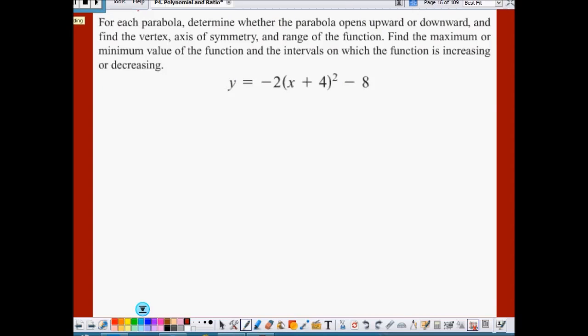Next problem. It says for each parabola, determine whether the parabola opens upward or downward. Find the vertex, find the axis of symmetry, the range, find the maximum or minimum value of the function, and the intervals on which the function is increasing or decreasing. That's a lot, right? Let's do one at a time. First, determine whether the parabola opens upward or downwards. To determine whether it opens upward or downwards, simply look at the A up front. If it's a negative, it's going to open down.